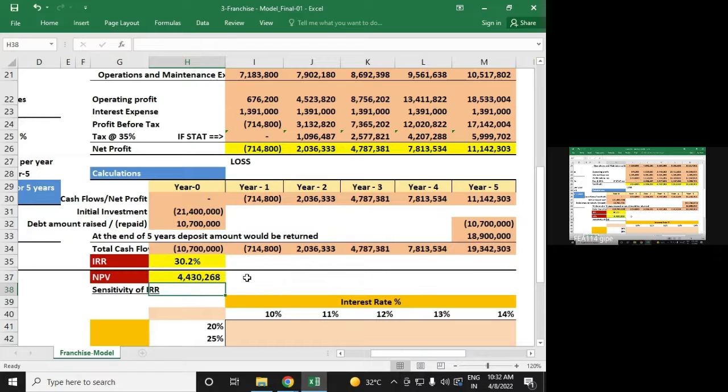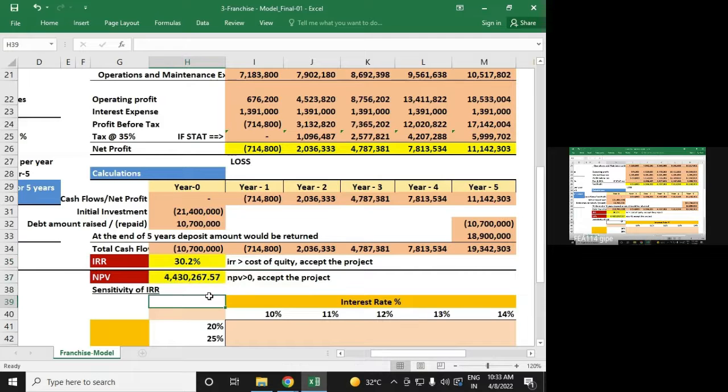Okay, because NPV is positive, therefore accept the project. And because IRR is more than cost of capital, या cost of equity, therefore accept the project is our final conclusion.